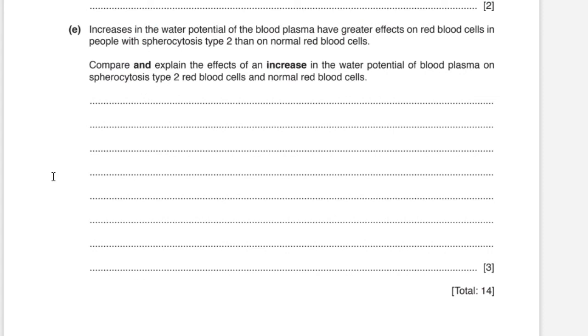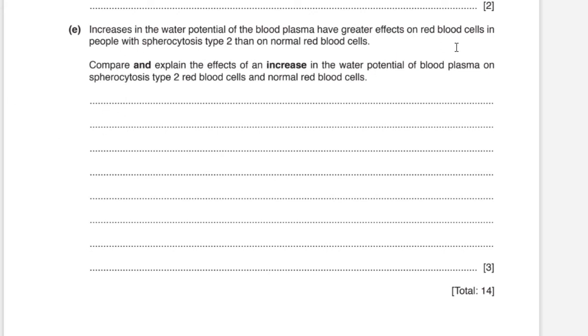E. Increases in the water potential of the blood plasma have greater effects on the red blood cells in people with spherocytosis type 2 than on normal red blood cells. Compare and explain the effects of an increase in water potential of blood plasma on spherocytosis type 2 red blood cells and normal red blood cells. Well, first off, you're supposed to explain what happens as a result of water potential, and then you'll be getting the rest of the marks for comparing them.